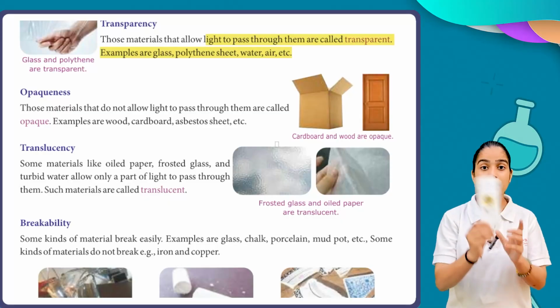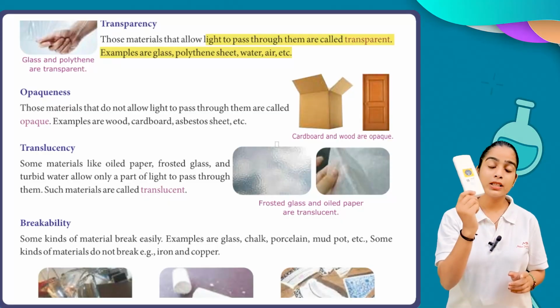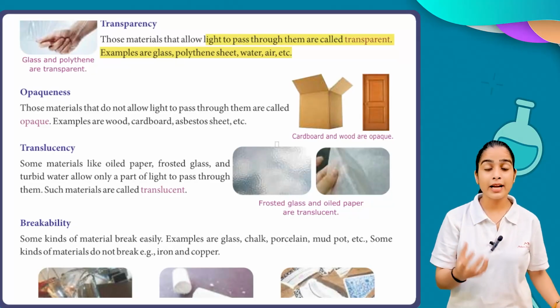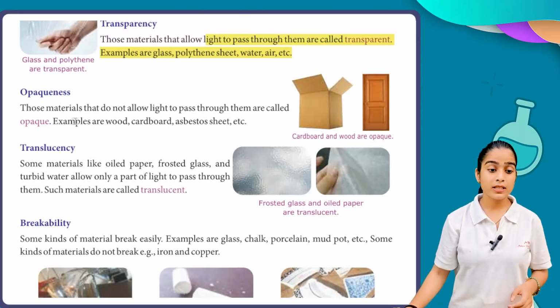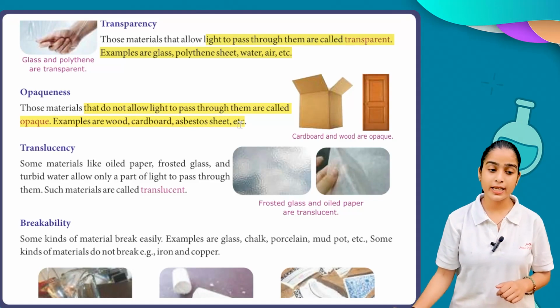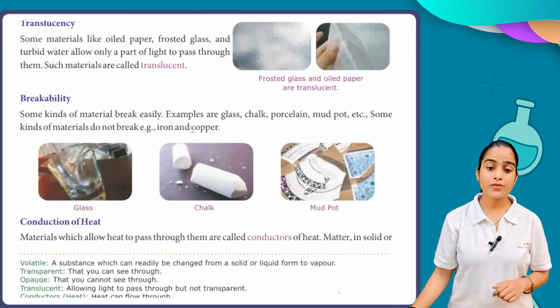Next, opaqueness. This AC remote is opaque. Why? Because this AC remote cannot let light pass through it. So those materials that do not allow light to pass through them are called opaque. Examples are wood, cardboard, asbestos sheets, etc.